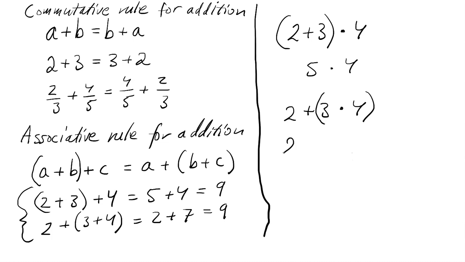Then we should do first the parentheses here, 12. So that will become 14. And this will become 20. So we see it matters where I put the parentheses. But of course, in this special case here, it doesn't matter where I put the parentheses. And that's the associative rule for addition.